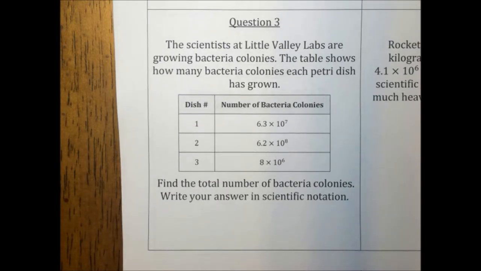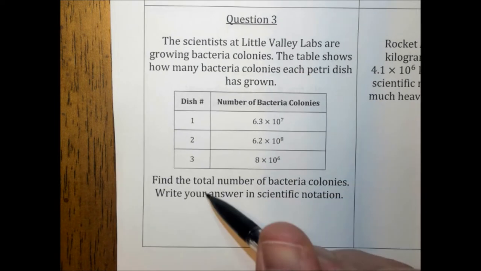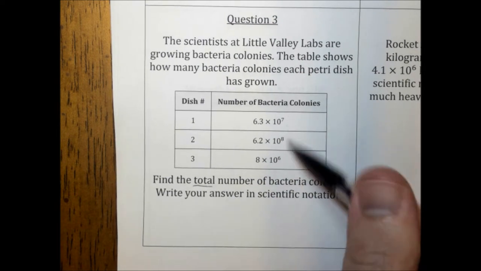The scientists at Little Valley Labs are growing bacteria colonies. The table shows how many bacteria colonies each petri dish has grown. Find the total number of bacteria colonies. Write your answer in scientific notation. Total means add. So we just need to add all these numbers up.